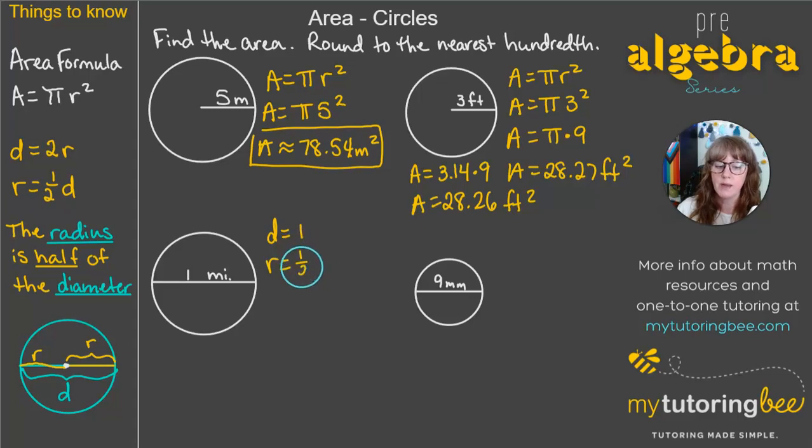So we could either write that as a fraction or as a decimal. Since we're going to be using our calculator for this, I'm going to opt for the decimal since that's a little bit easier to put into our calculator. So we're using 0.5 for our radius in our formula. So A equals pi r squared. A equals pi times 0.5 squared. And these two are being multiplied. So let's figure out what that is.